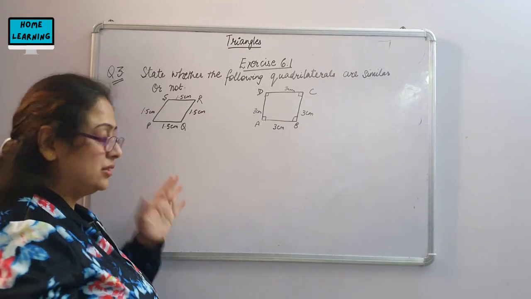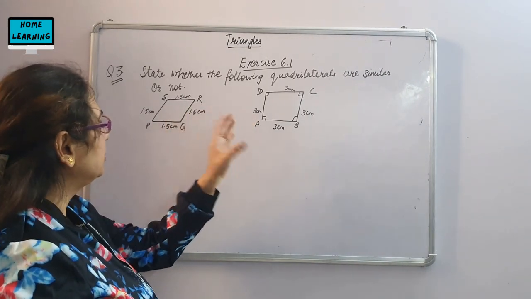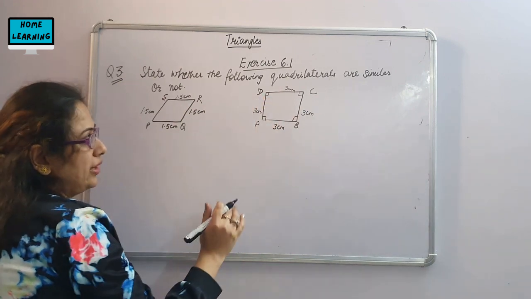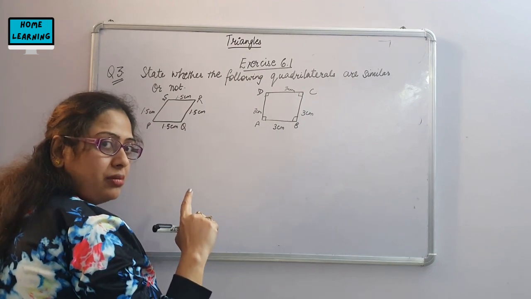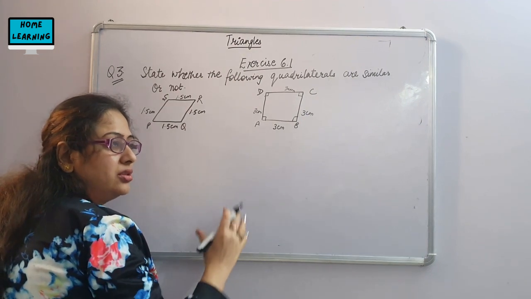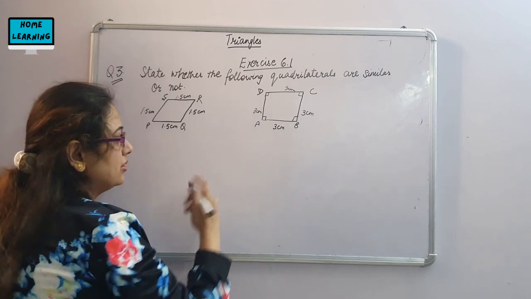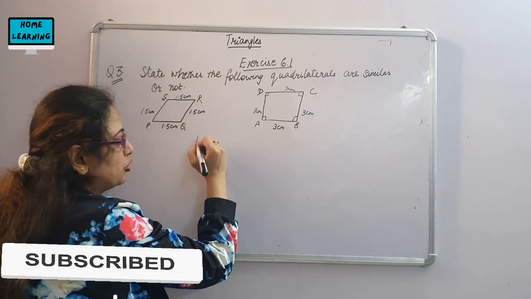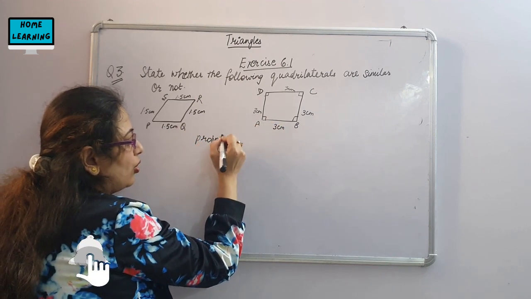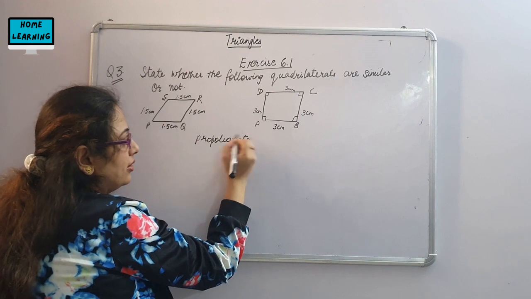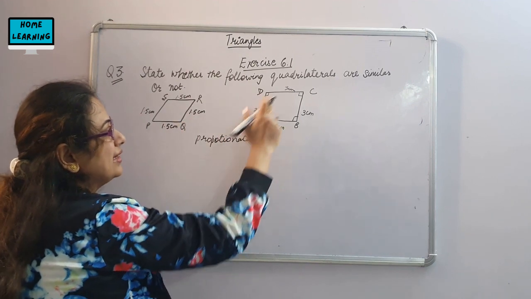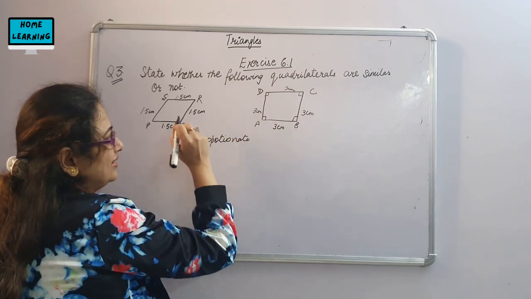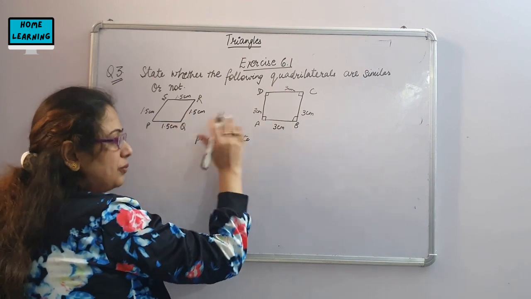Now this is the third question, and by looking at the images only you can tell whether they are similar or not. These are quadrilaterals. Remember the last part of the first question, the polygons which are similar we did. Fill in the blanks. The same thing is coming here. These are proportionate, no doubt, because all sides are 1.5 and these are double, all sides are getting doubled.